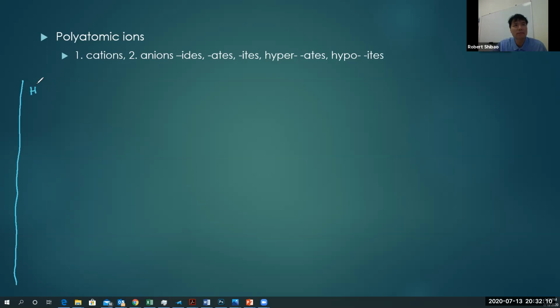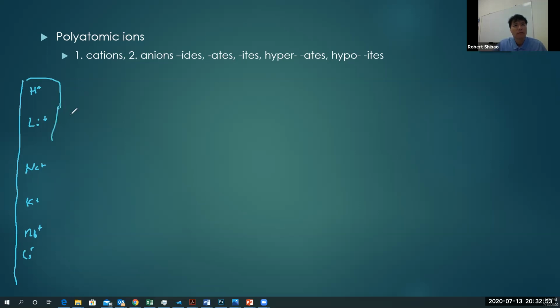Species over here on the left tend to lose electrons: H plus, and then we have Li plus, and then lithium, sodium, potassium, rubidium, cesium. So we should know all these. This is the hydrogen ion or the proton. This is lithium ion, sodium ion, potassium ion, rubidium ion. These are all fixed charge, and they're fixed charge at +1. And so we should be able to name all these.